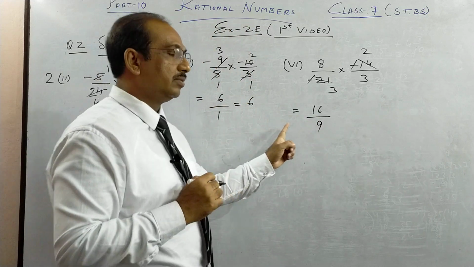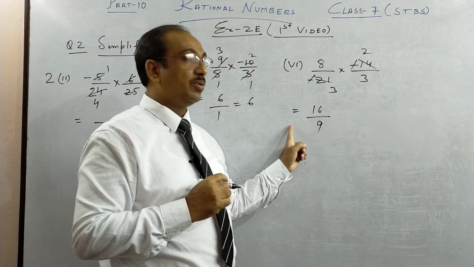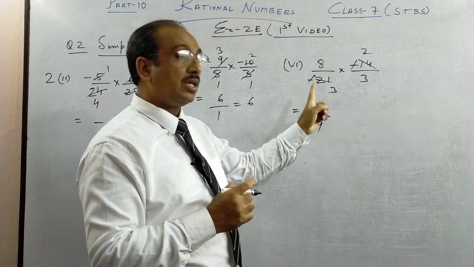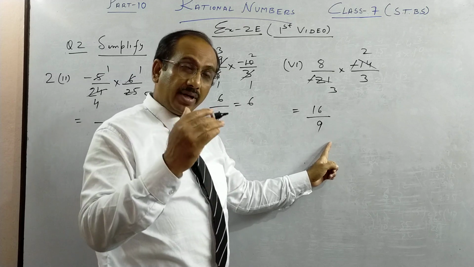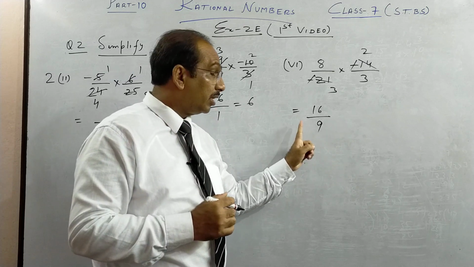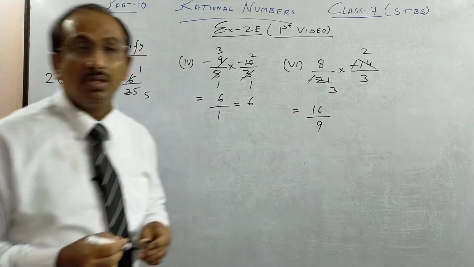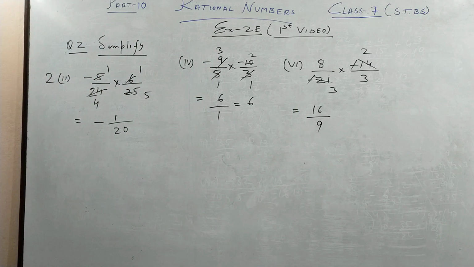Please don't convert this improper fraction because we are doing rational numbers. Numerator can be more than denominator. In the fraction chapter in class 6 you have learned we convert improper to mixed. Here don't convert. So you can pause the video and then copy. Then next we will move on to question number 3.